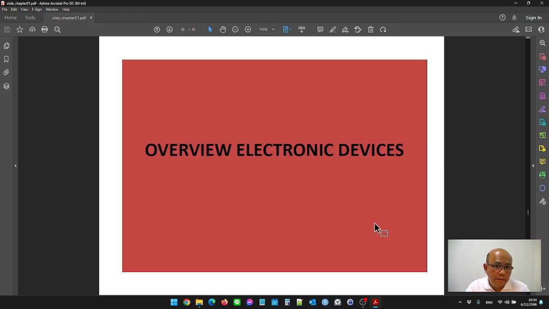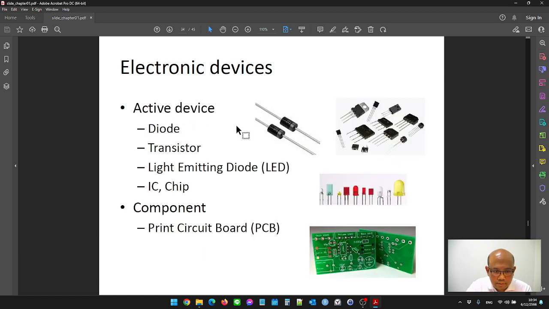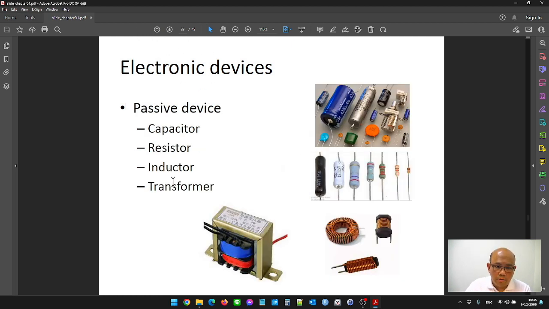For the next slide, we will talk about an overview of electronic devices, so you get to know them. Electronic devices have two types. The first is the passive device, and the second is the active device. The passive device group has about 4 devices. The first is capacitors. In the Thai language we call it C.